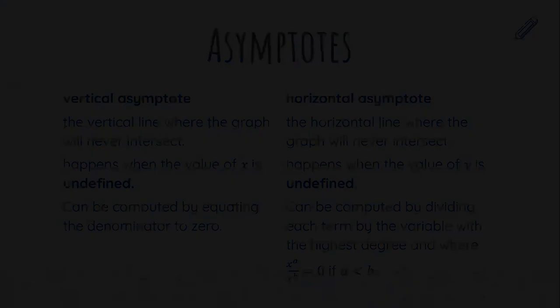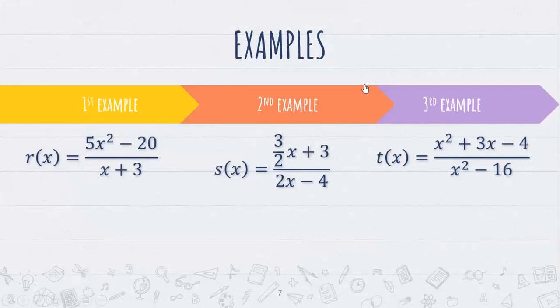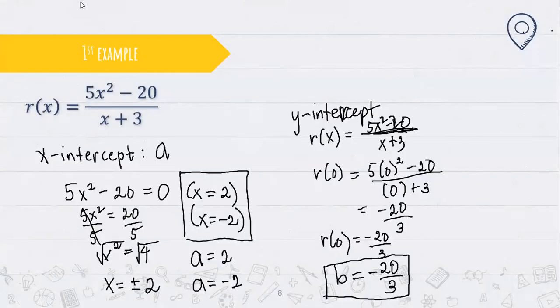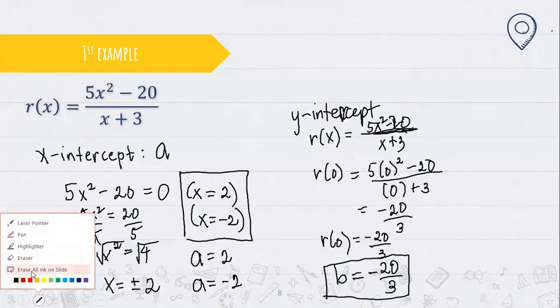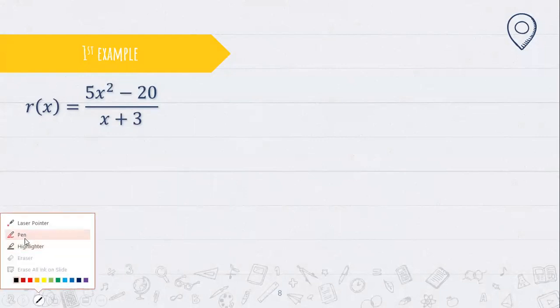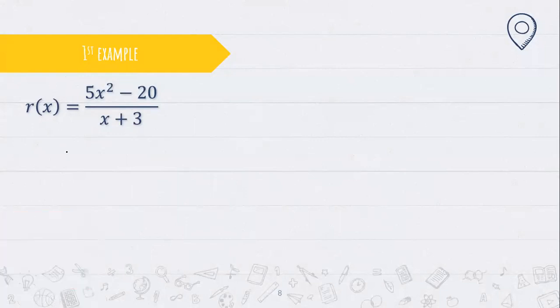Ito na. So, gamitin natin yung examples kanina. Same rational functions. So, solve natin yung first example. Buburahin ko muna ito, class, kasi ito ay asymptote. Intercept yung kanina nakasulat. Okay. So, we have r of x is equal to 5x squared minus 20. Nakikita nyo? Sorry.